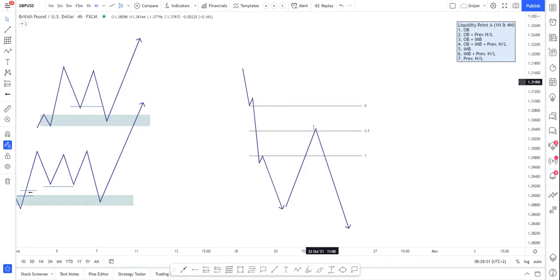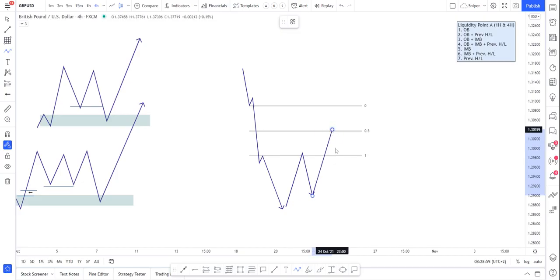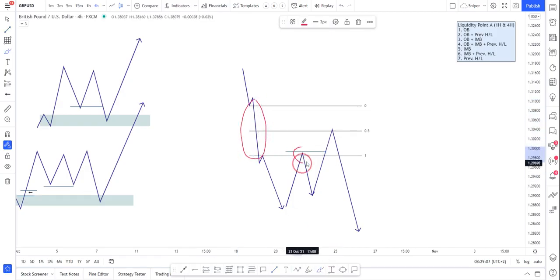And then imbalance, previous high and low, where we might create price pushing up, but doesn't go all the way down. And then later tries again to reach that and then move down. In this case, we have then the previous high over there, along with the imbalance. So we have our imbalance and our previous high. That is then number 6.